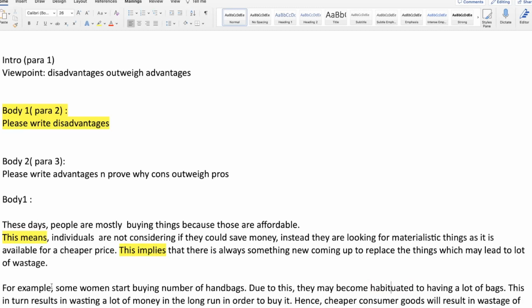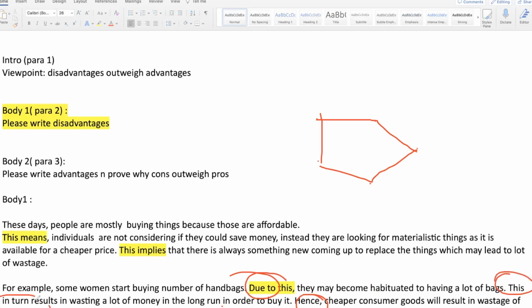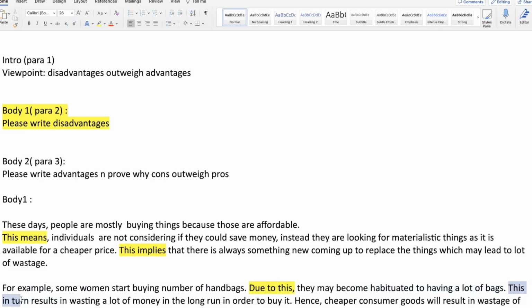Habituated. And now this was there. I added this. Basically, I'm connecting the dots. You had written the dots, and I'm just connecting them with some linking words. Hence, this in turn. These are the words that actually connect the stories, if you observe.